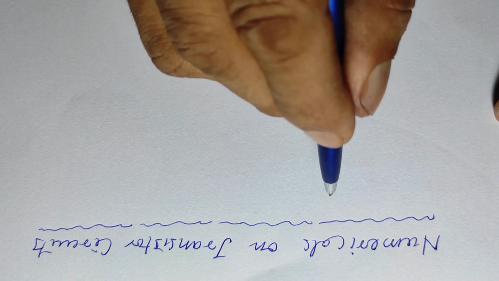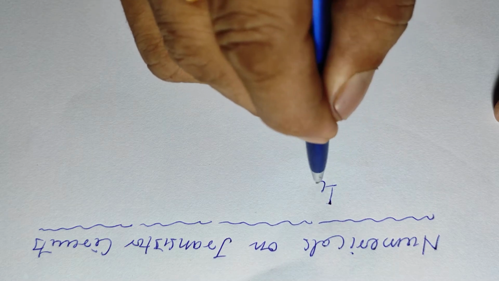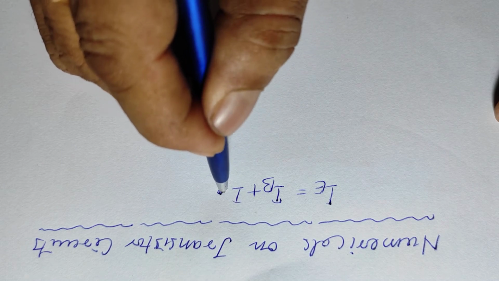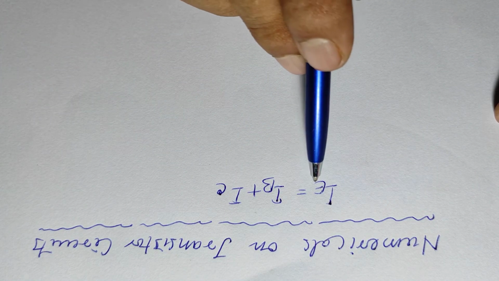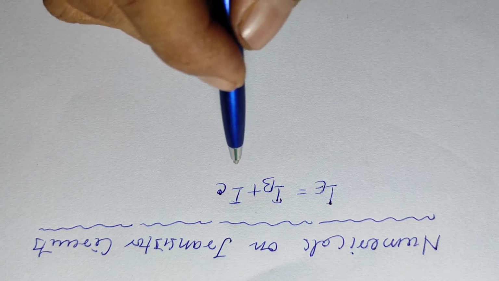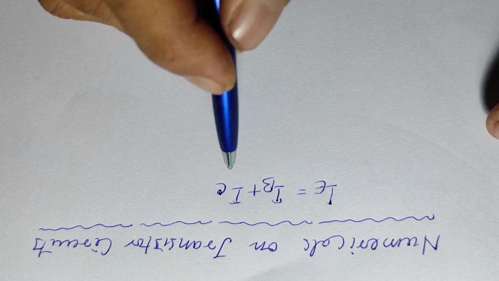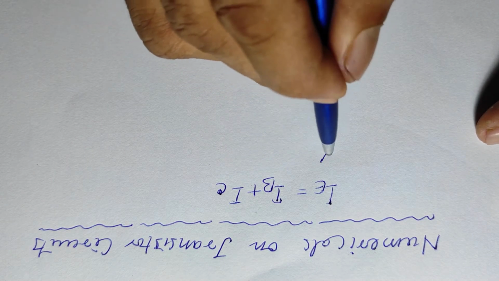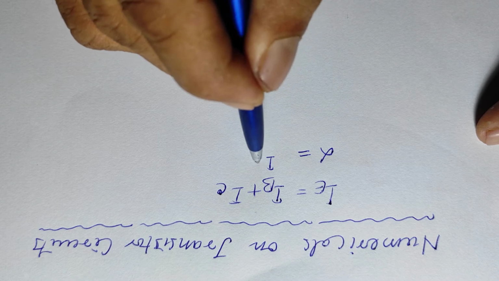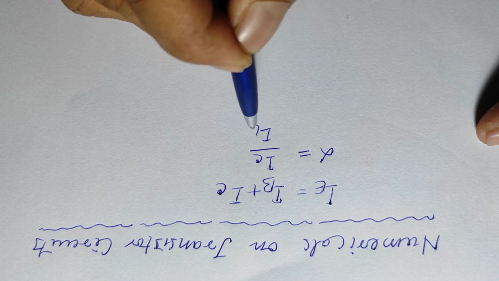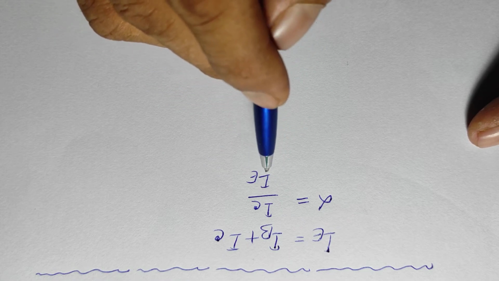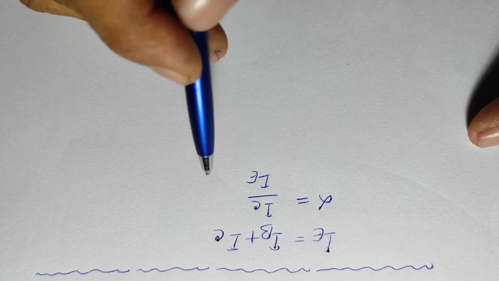In a transistor circuit, it is already known to you that the emitter current is equal to base current plus collector current. Emitter current is equal to base current plus collector current. This is the case for a common base transistor also, and the value of alpha I have already told you in my first video. Alpha is equal to IC by IE, that is, change in collector current by change in emitter current, or simply IC by IE.